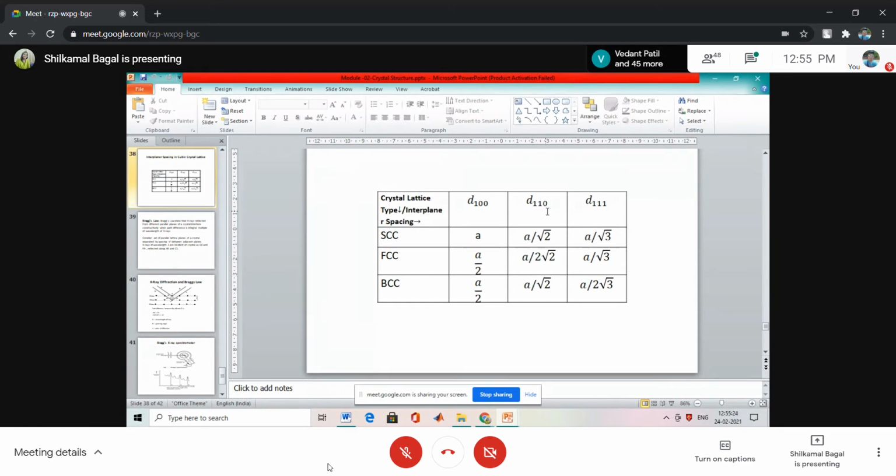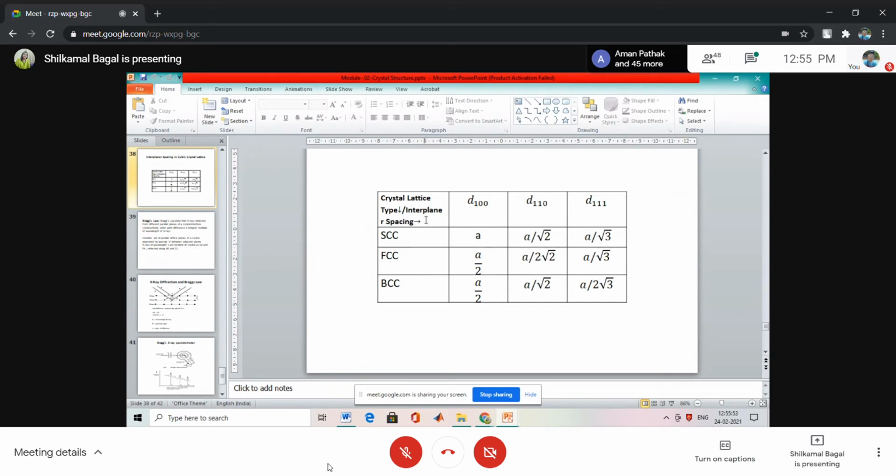In 110, plane is added only in FCC, so only this one becomes half, BCC remains same. In 111, plane is added only in BCC, so FCC remains same and BCC becomes half. So you should remember these interplanar distances for these principal planes 100, 110 and 111 in SCC, FCC and BCC. According to that, we can determine the type of crystal structure.